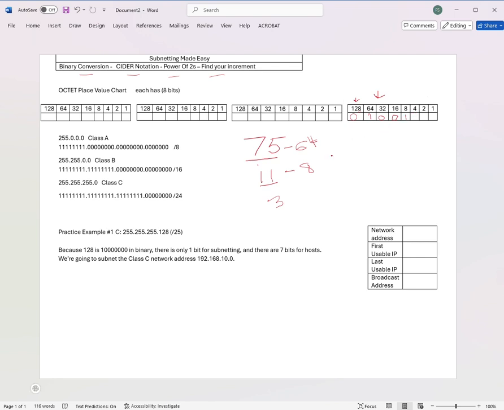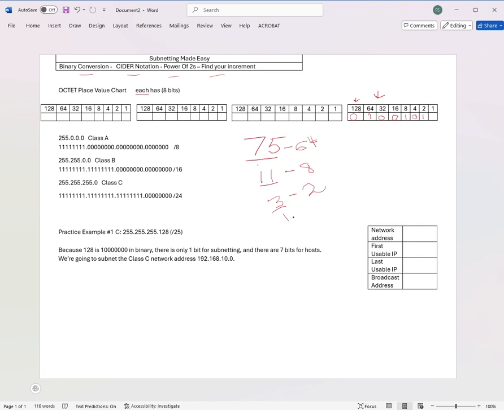And now we're going to ask ourselves, can 3 take away 4? 3 cannot take away 4, so we're going to put a 0 here. Next, can 3 take away 2? 3 can indeed take away 2. And when 3 takes away 2, we're left with 1. So we're going to turn on 1 bit because 3 in fact takes away 2.